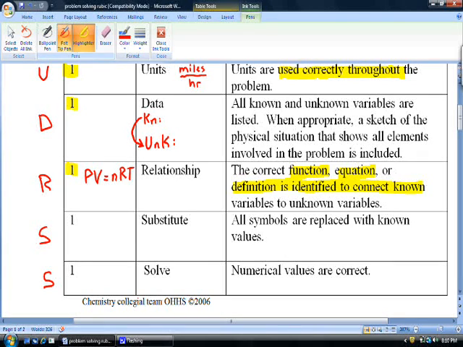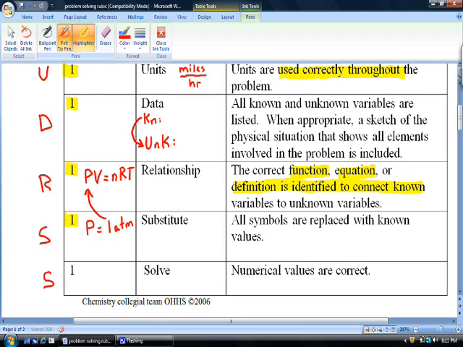The fourth point on every problem is then substituting numbers into that relationship. All the symbols are replaced with known values. For example, if we knew that P, which stands for pressure, by the way, was 1 atmosphere of pressure, substituting that in place of this pressure would get the points for this particular part of the problem. Symbols are replaced with things that you know, the known values.